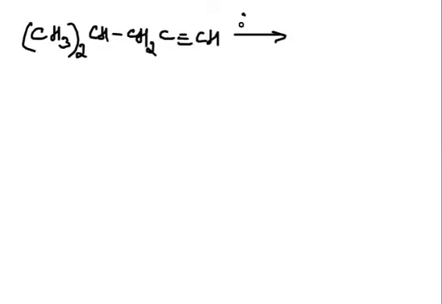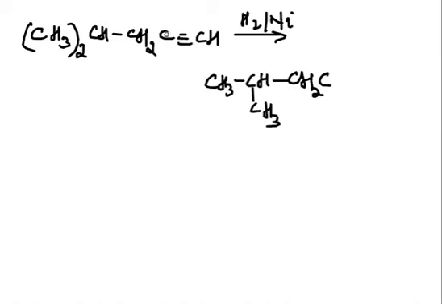So (CH3)2CH, CH2, C triple bond CH. If it is made to react with hydrogen in presence of nickel catalyst, what happens is the triple bond will be broken. Two hydrogens will be added on either side and it will form an alkane. So what is the alkane that is formed here? It is CH3, CH, CH3, CH2. These two hydrogens get added here, it becomes CH2. Here also two hydrogens get added, it becomes CH3.